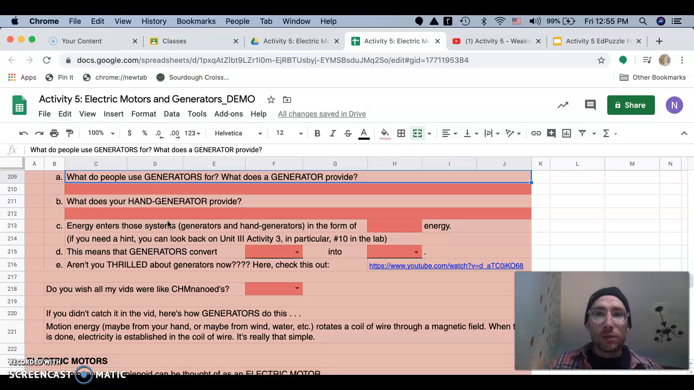What's the input? With a hand generator, if I'm getting electrical energy out, this goes back to Unit 3, Activity 3: I have to put some energy in. What form does that energy come in? It comes in the form of motion. So generators convert motion into electricity. Before, I was just telling you that in the generators, in the silver cylinder in there, some kind of mysterious action takes place for that conversion of motion to electricity to happen.